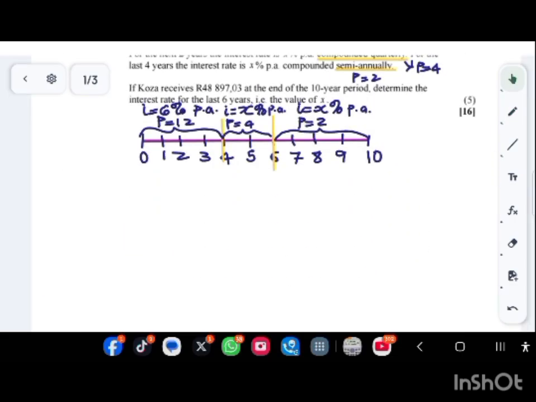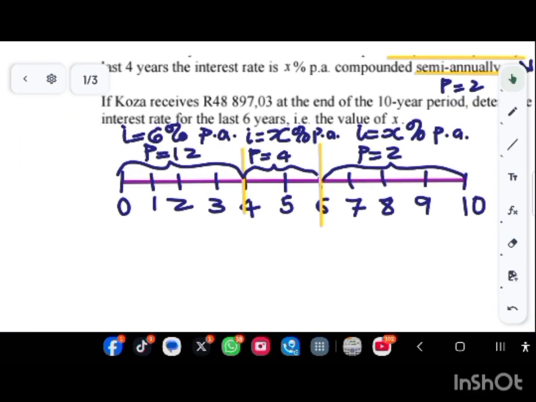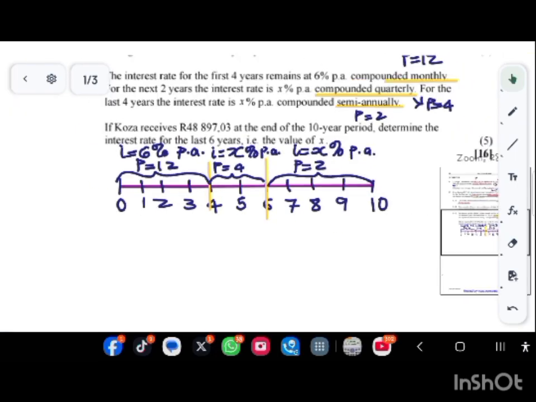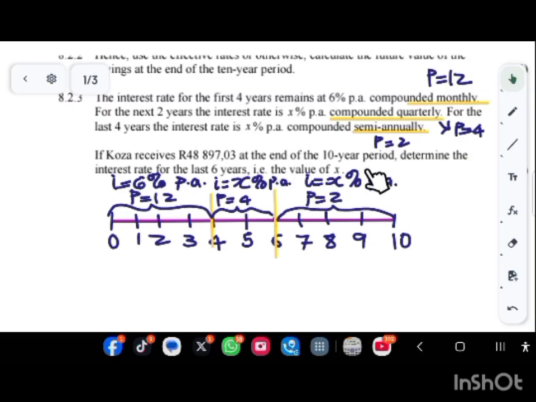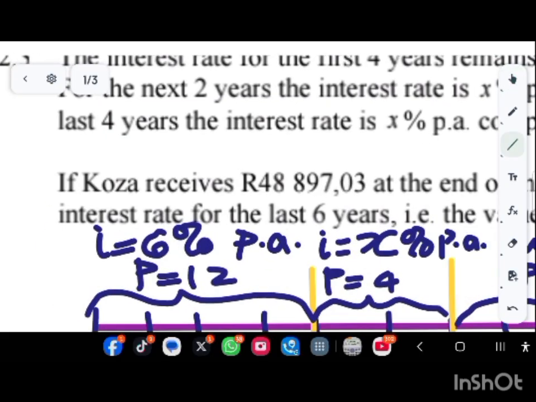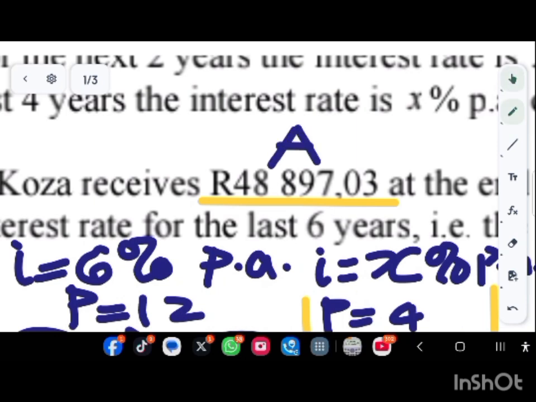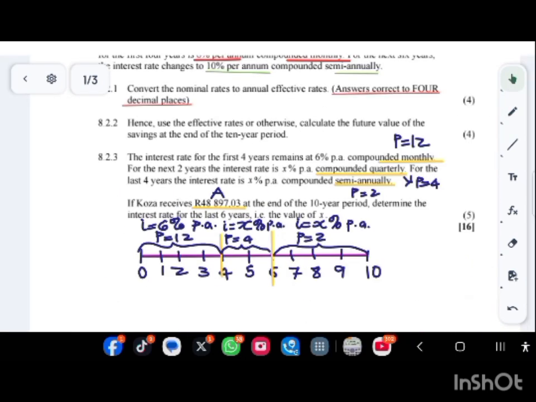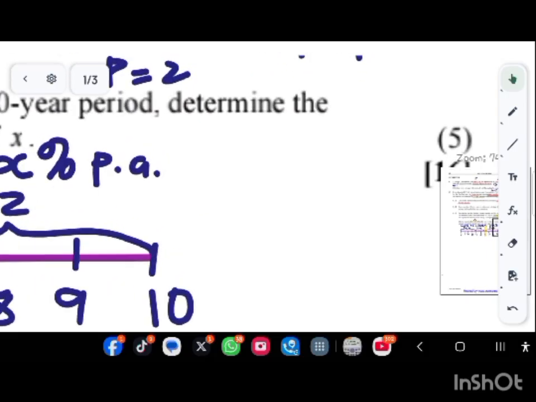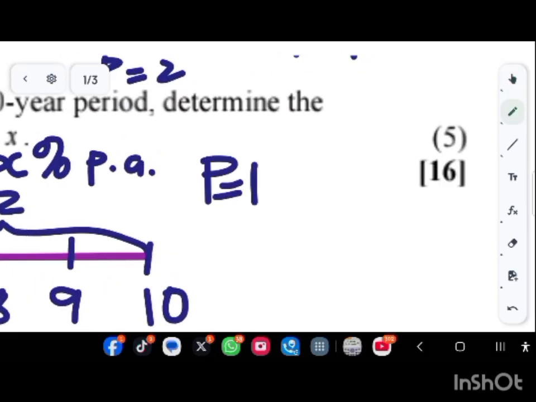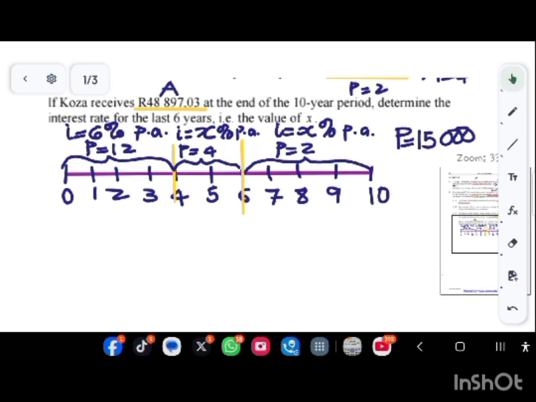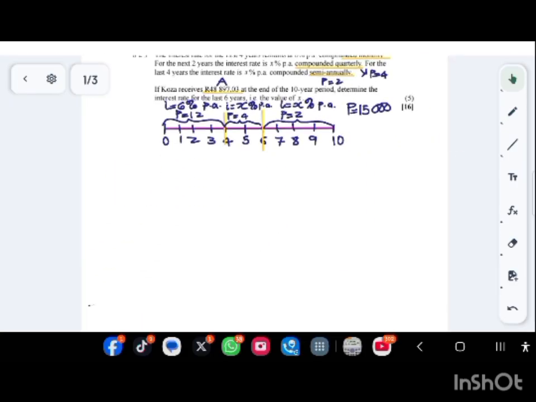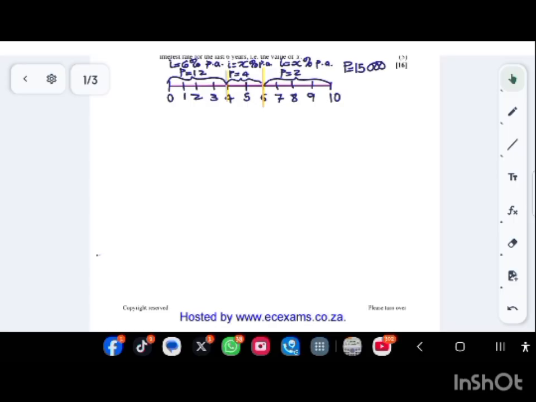So this is what we have. We still have that amount of 15,000 at the beginning, and then we also have a final amount. This is our final amount of A. We still have the same initial amount, big P is still 15,000 rand. Now we're supposed to calculate that interest rate.